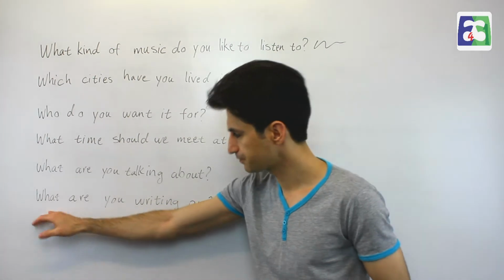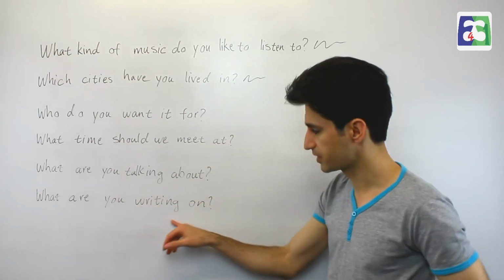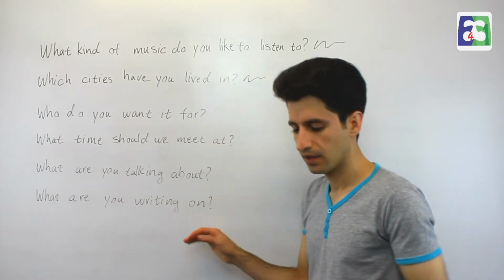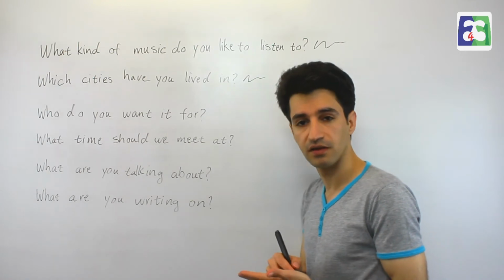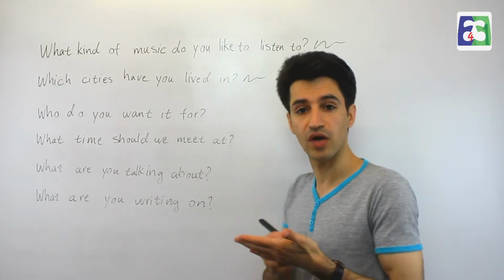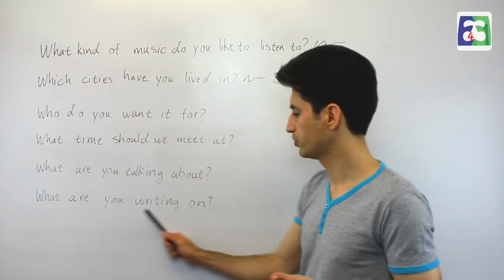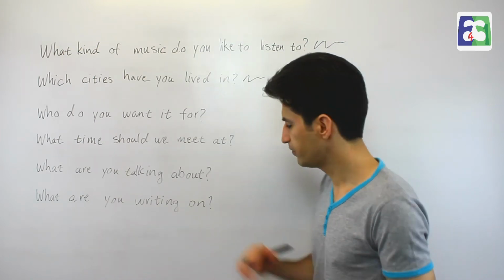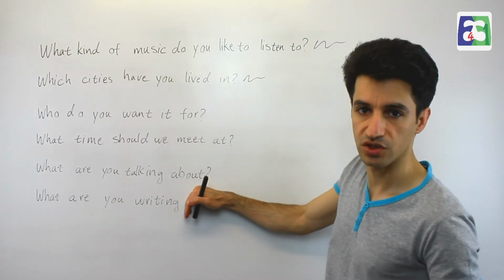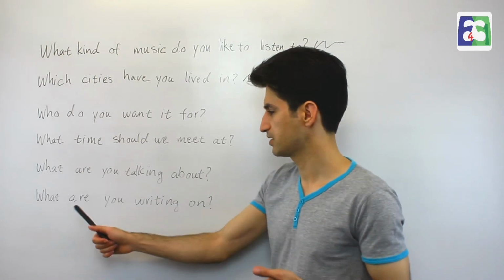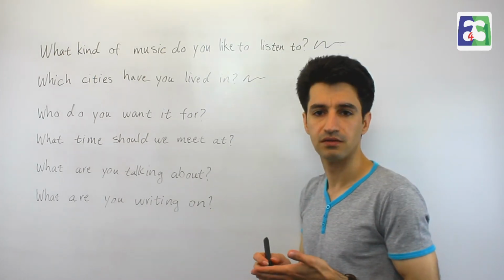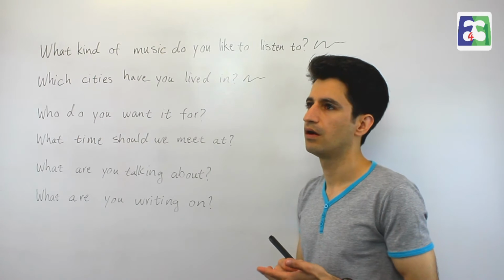For example, I say, I am writing on something and you can't see that, and you ask me, what are you writing on? If you omit on from the question, then the question is, what are you writing? I would say, I'm writing a letter.